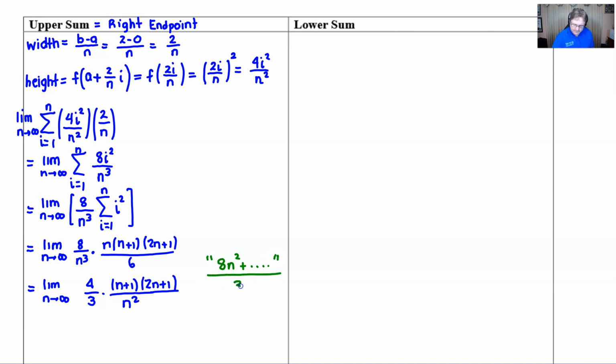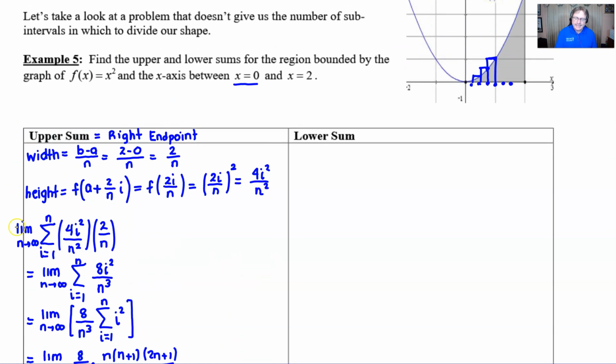The denominator, well, nobody's going to argue that the denominator is 3n squared, right? That's all that you're interested in, because since these powers match, you just divide the coefficients and you have an answer finally of 8/3. That's going to be your upper sum limit for this problem.